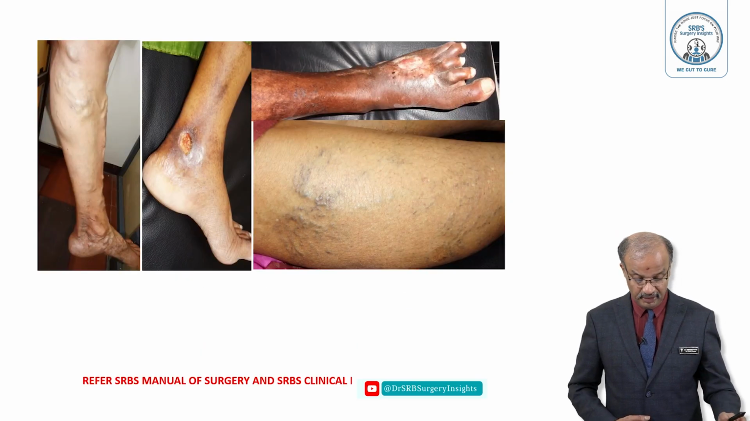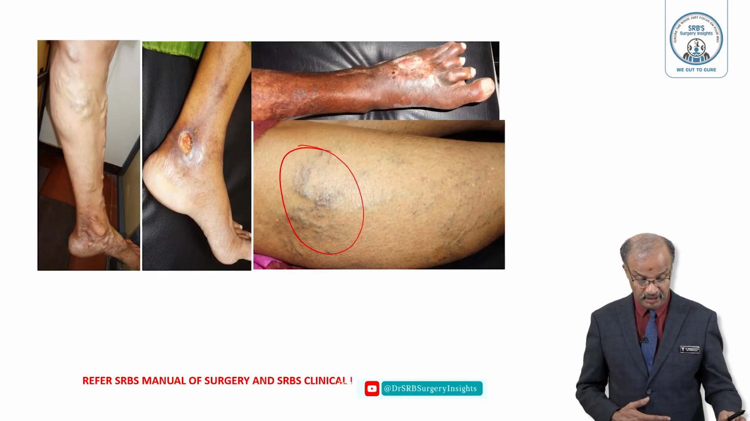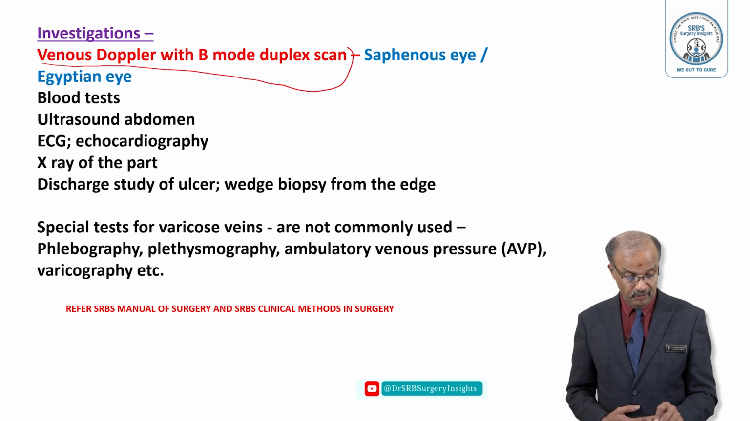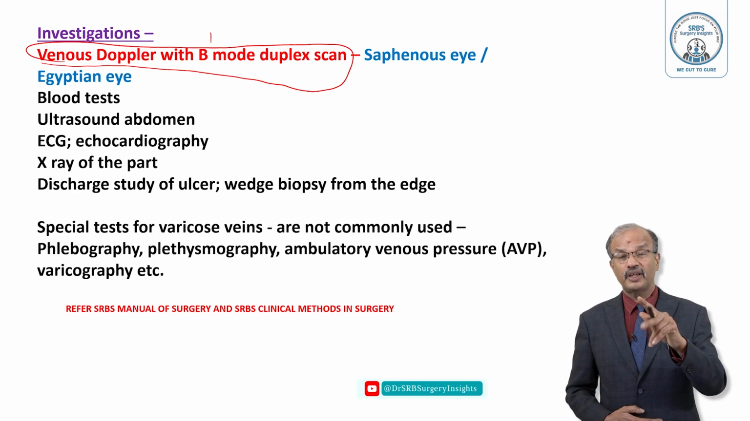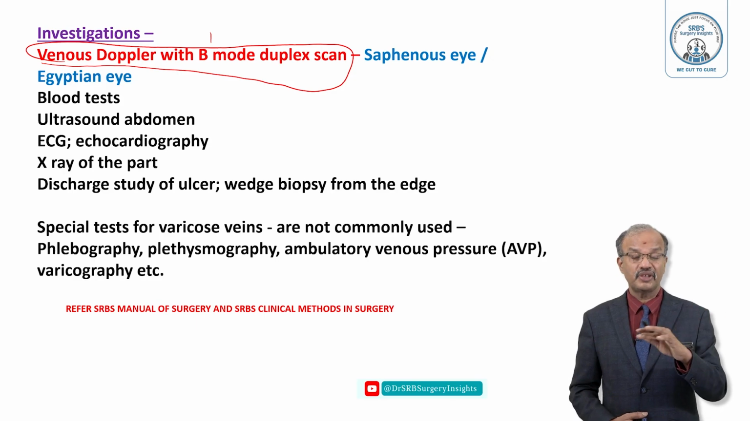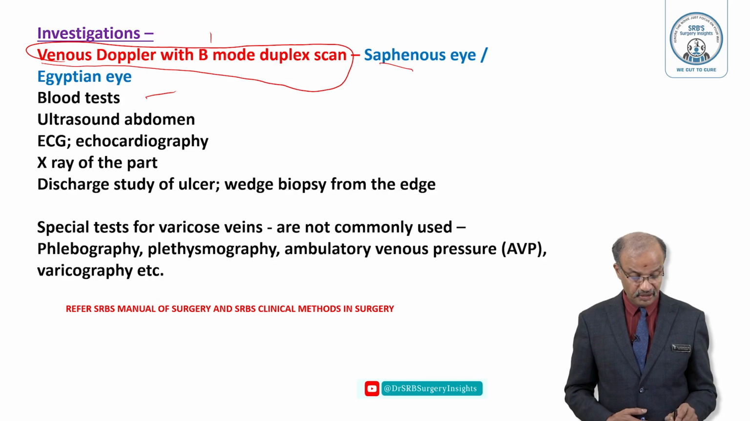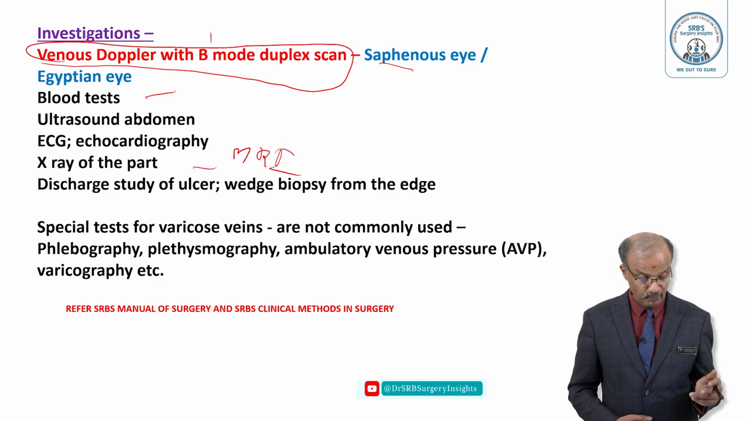So venous ulcer like that, ulcer examination is important. These are the reticular veins; also examine all around, which is important. And venous Doppler, full name you have to tell. Venous Doppler, what investigation will you do? Venous Doppler with B mode. B means brightness mode. Brightness mode and motion mode: two modes are there. Motion mode is used mainly for echocardiography. All other Doppler scans are usually B mode, that is brightness mode Doppler scan. Saphenofemoral junction, blood tests are important, ultrasound abdomen for compression, ECG, echo, X-ray of the part for periostitis. We can do MRI also currently to see the bone thickening and soft tissue inflammation.